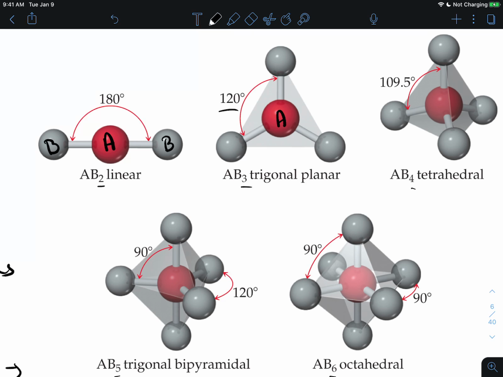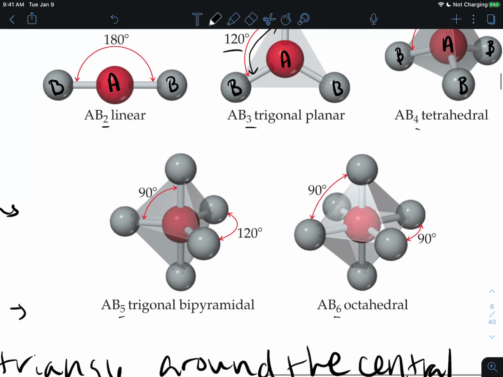Next one, we've got our central atom, 3 peripheral atoms, and the furthest we can get them away from each other is 120 degrees. And then we have our central atom surrounded by 4 peripheral atoms. And here, each of our bond angles are 109.5. And our central atom with 5 things. This is the only one where we have 2 different sites.